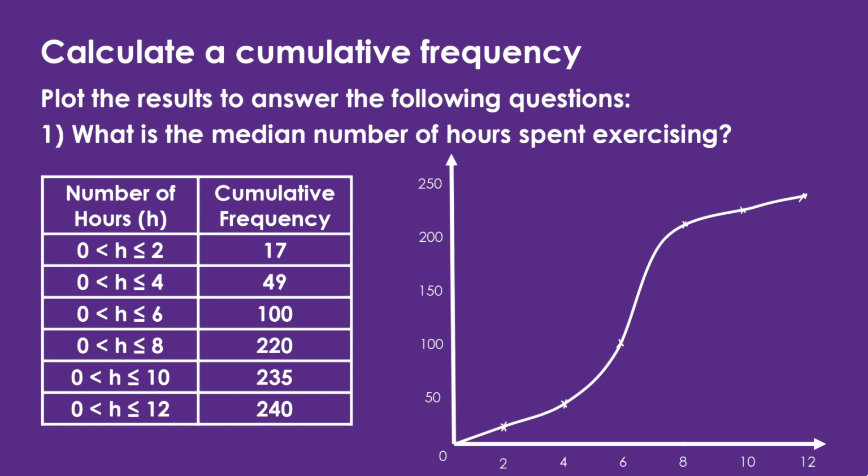We're asked to calculate the median using this cumulative frequency curve, and we can do that if we work out what position the median will be in. This can be done by 240 divided by 2, which gives us 120. So we know that the median will be between the 120th and 121st piece of data, and we can plot this on the graph like this. By creating the line from 120 across the graph and then reflecting it down, we can say that the median is roughly 6.5 hours of exercise.